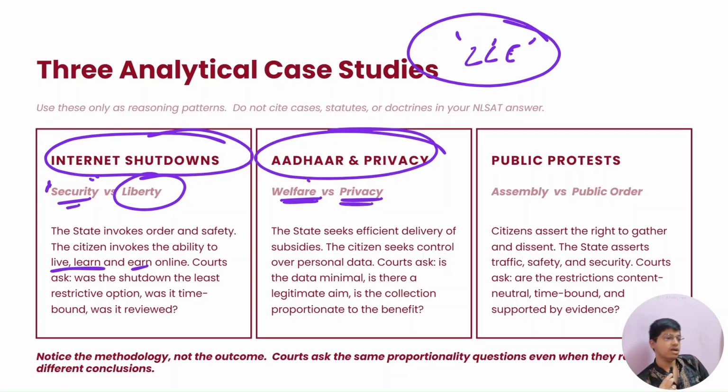Creative solutions are needed. Public protests, get it, protest is a right, but again assembly, public disorder hone se kya hoga, that is another thing. So notice the methodology, not the outcome. So how do you implement these tests of reasonability and proportionality in your answers becomes very very important. These tests can be used from each of the sides, both sides you can use these tests. How you test is important. Internet shutdown wale case mein please look at the recent Delhi High Court judgment in the Telegram ban case, by the way.